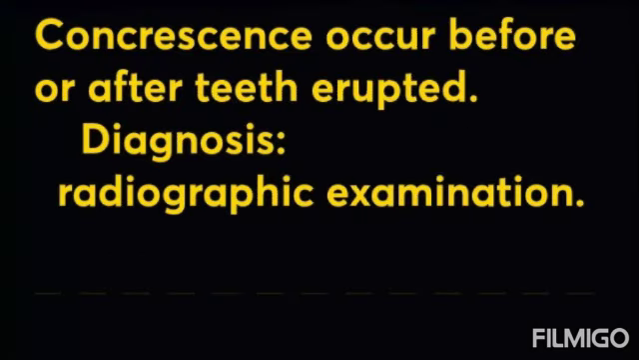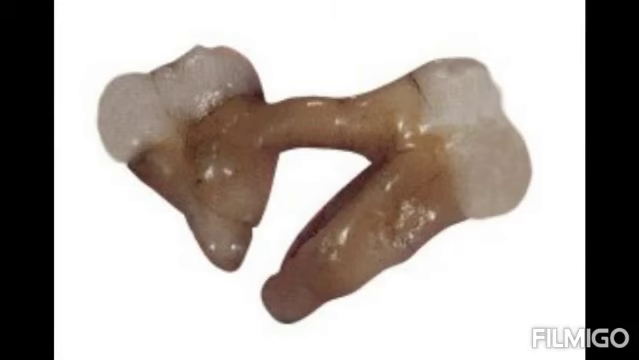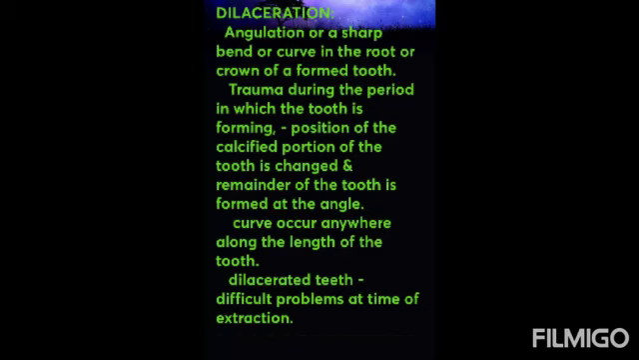Concrescence occurs before or after the teeth have erupted. The diagnosis is by radiographic examination. With fused teeth, the extraction of one tooth may result in the extraction of the other. This picture shows concrescence, where the molars are united by cementum only. So this is an example of concrescence.